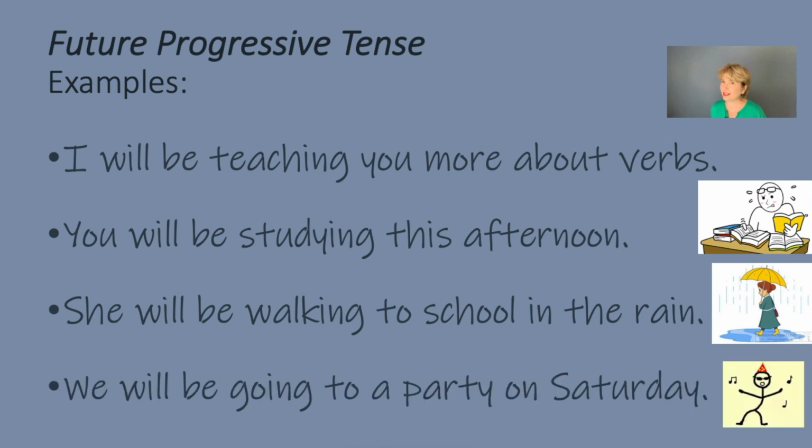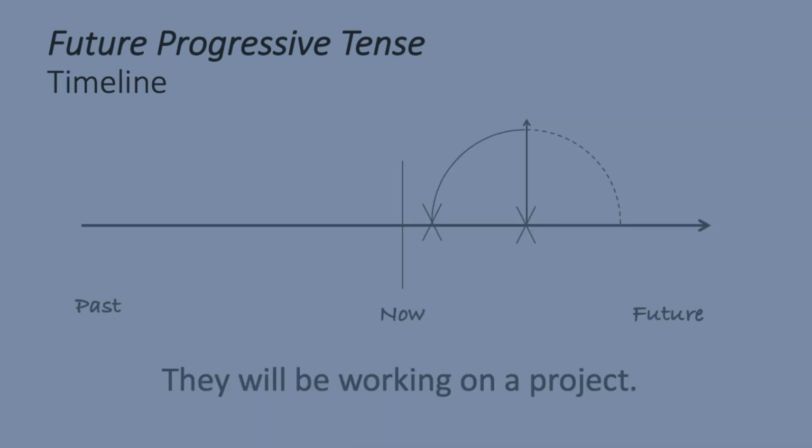We will be going to a party on Saturday. We missed the last party, but we will be going to this next one. As you can see, the arc is now in the future. There's something happening over a period of time, but now it hasn't happened yet. It will happen at some time in the future.